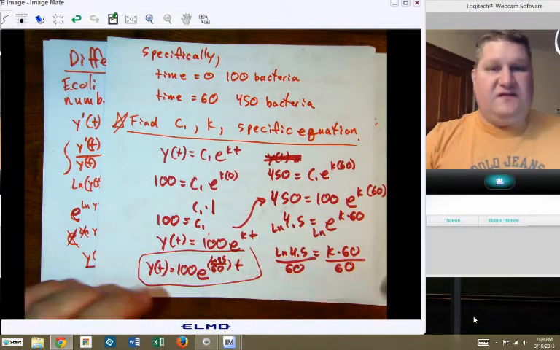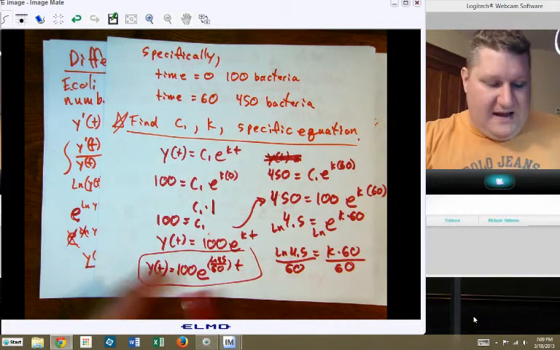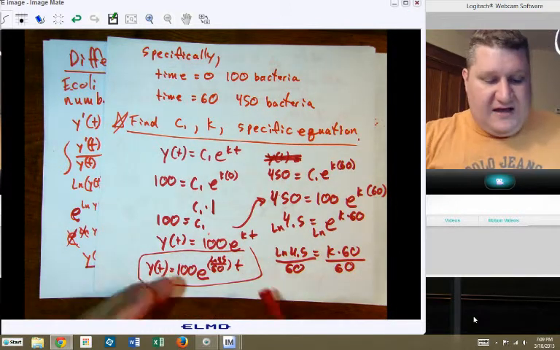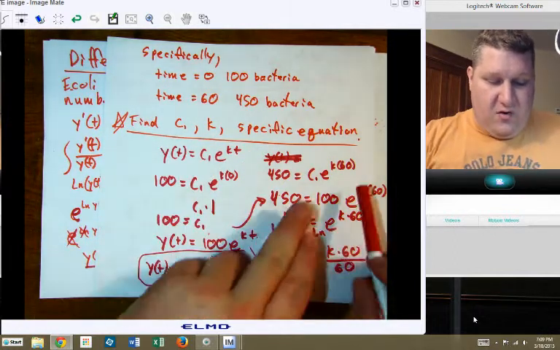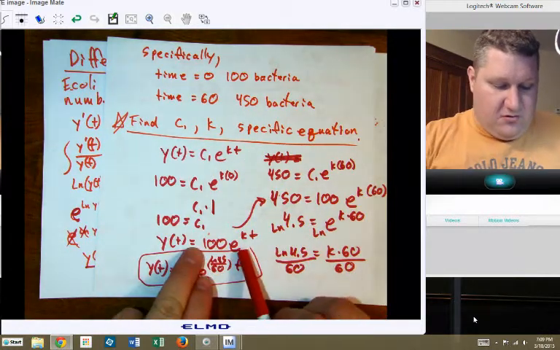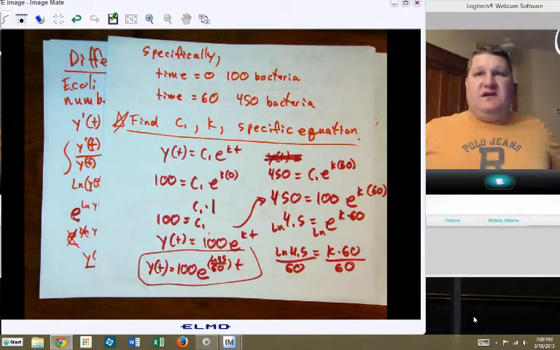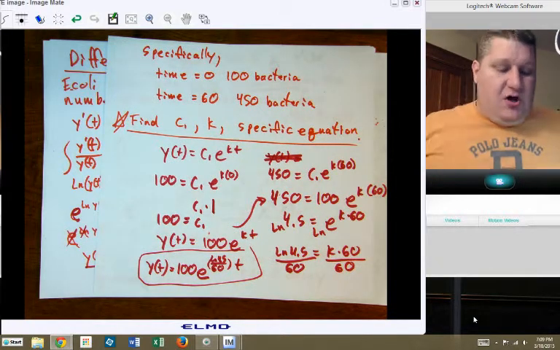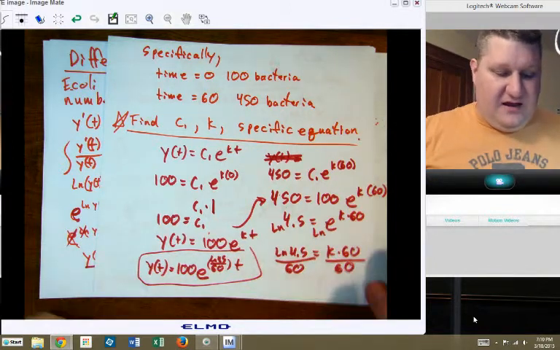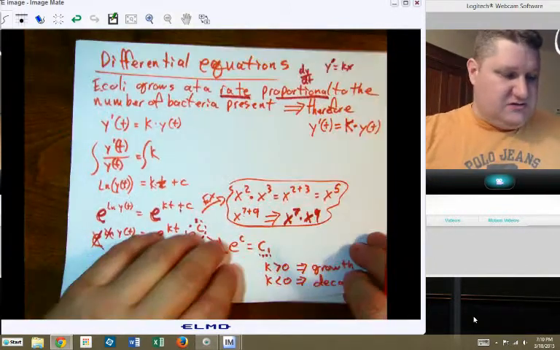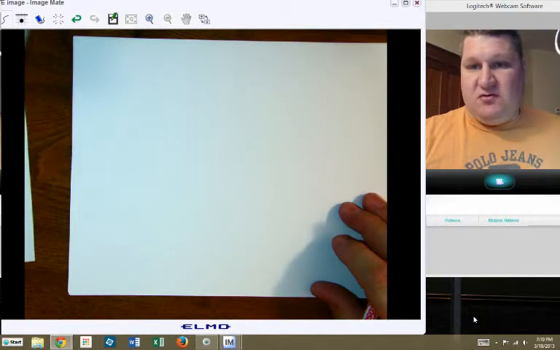And now I could say at any given moment, how many bacteria are there? And at any given moment, what is the rate of bacterial growth? So I have both of those functions available to me now. So with that, that is using differential equations to come up with exponential growth.